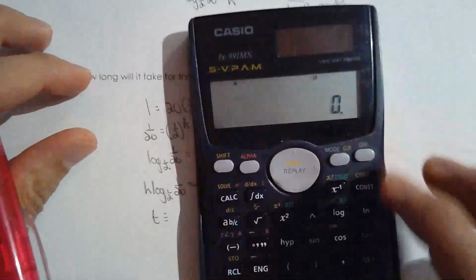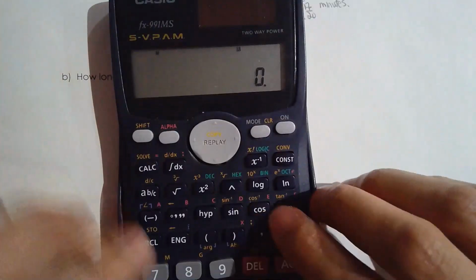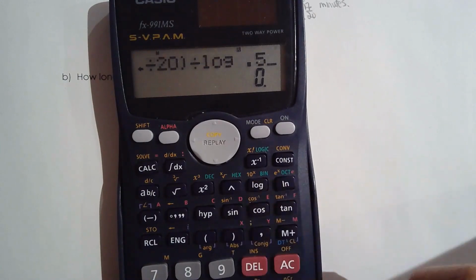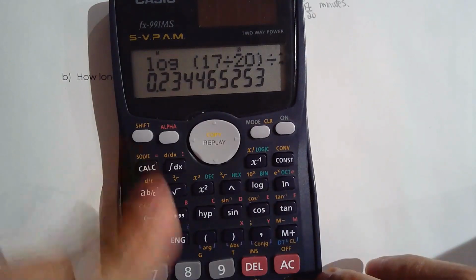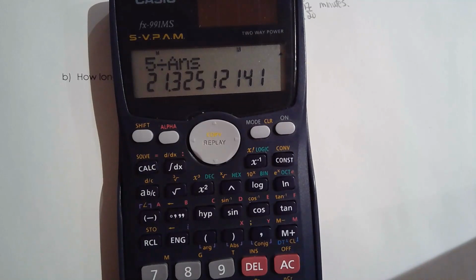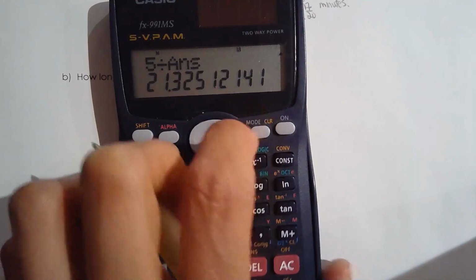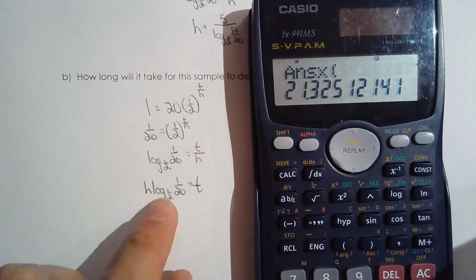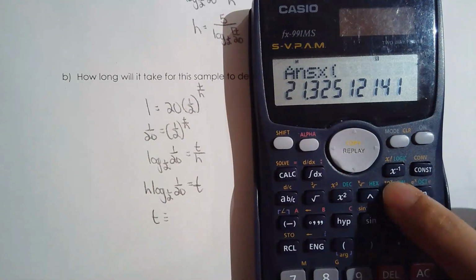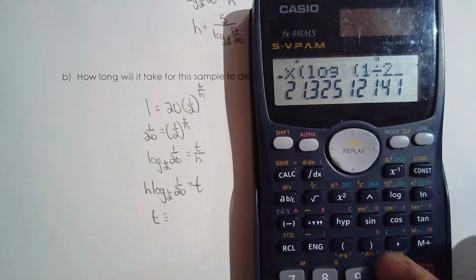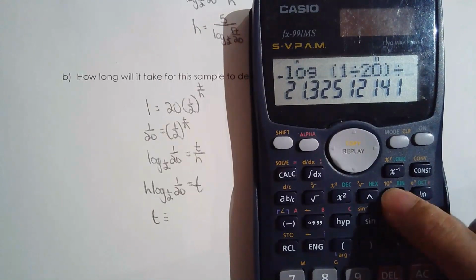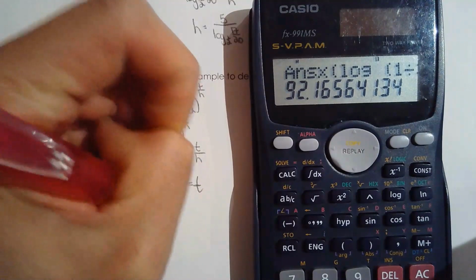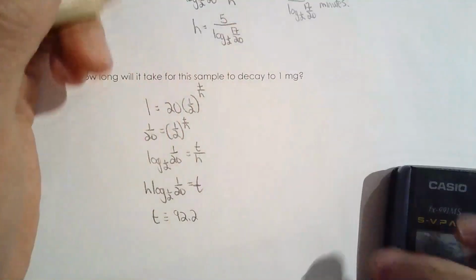So I'm going to calculate the half-life for you now. So log of 17 over 20 divided by log half. Okay, that's in the denominator, so 5 over that. That's my half-life, about 21.3 minutes. Take that and multiply by this logarithm here, which is log 1 over 20 divided by log 0.5. So we're looking at about 92.2 minutes.